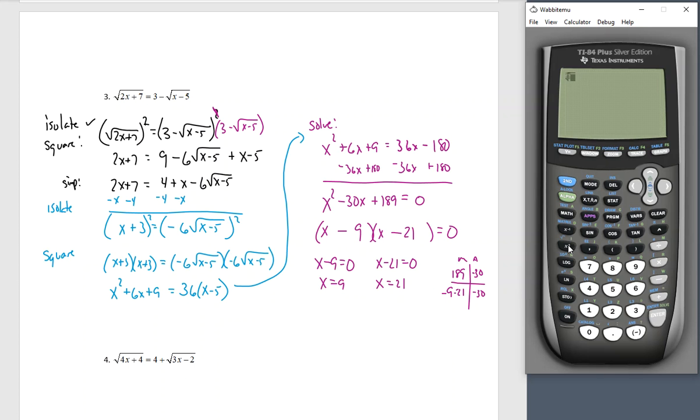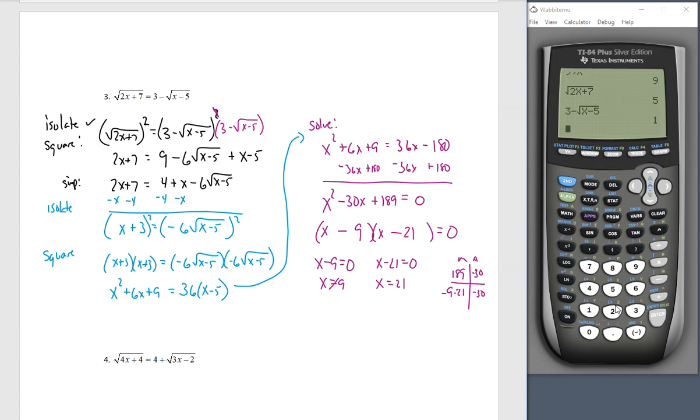All right, for certain. So I'm going to have 2 times 9. Oh, let's do this a different way. I'm going to do 9 store for x. My left-hand side, the square root of 2x plus 7, gives me 5. The right-hand side, 3 minus the square root of x minus 5, gives me 1. Oh, bummer. So 9 does not work.